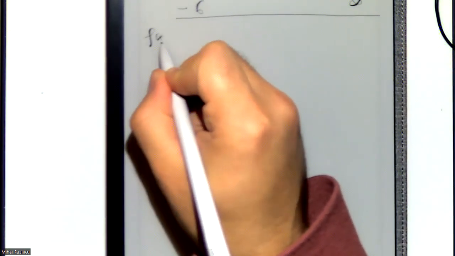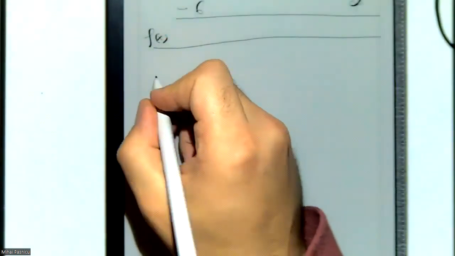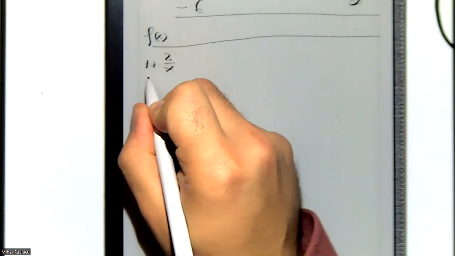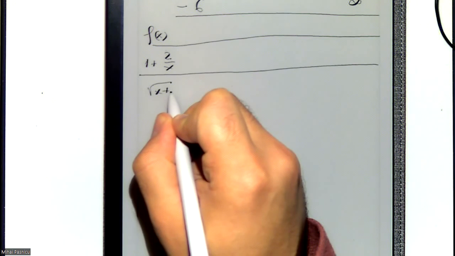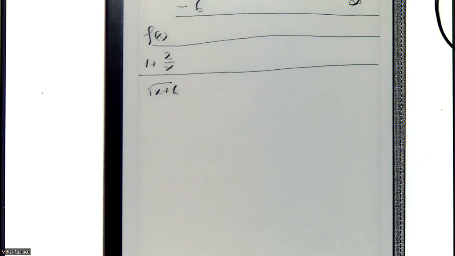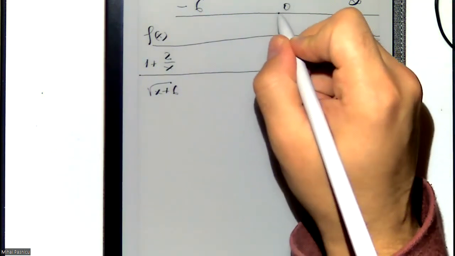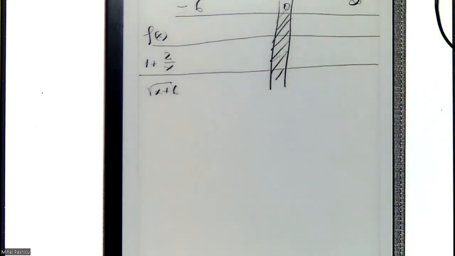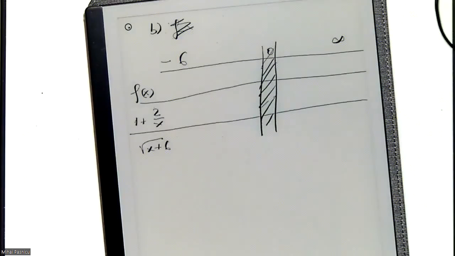My f of x is here. I don't know how it looks. But then I have, I think, 1 + 2 over x, and then I have square root of x plus 6. And 0 here is not part of the thing. Okay, cool. So let's see what happens.